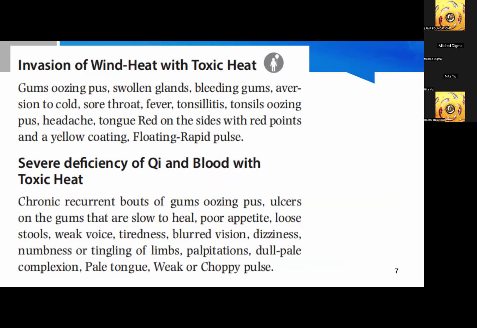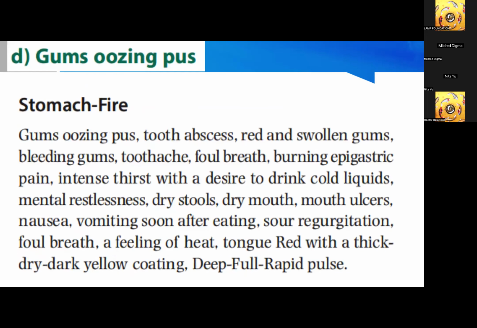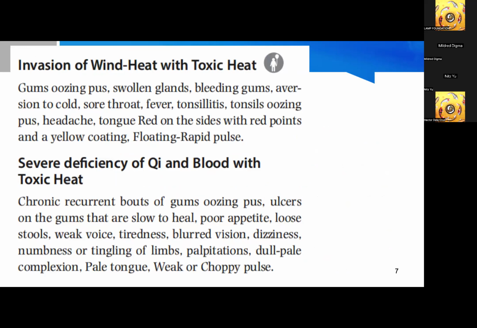The other two considerations for gums oozing pus would be invasion of wind heat with toxic heat. So look for swollen glands, bleeding gums, aversion to cold, sore throat, fever, tonsillitis, tonsils oozing pus, headache. Tongue is red on the sides with red points and a yellow coating. Pulse is floating and rapid. And the last consideration would be severe deficiency of qi and blood with toxic heat.